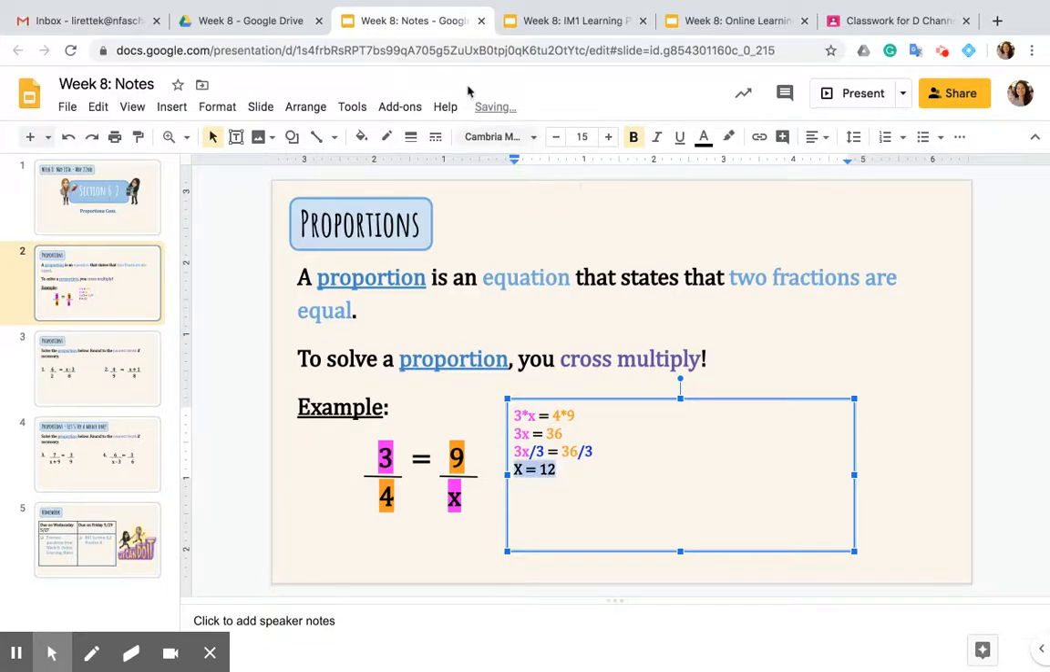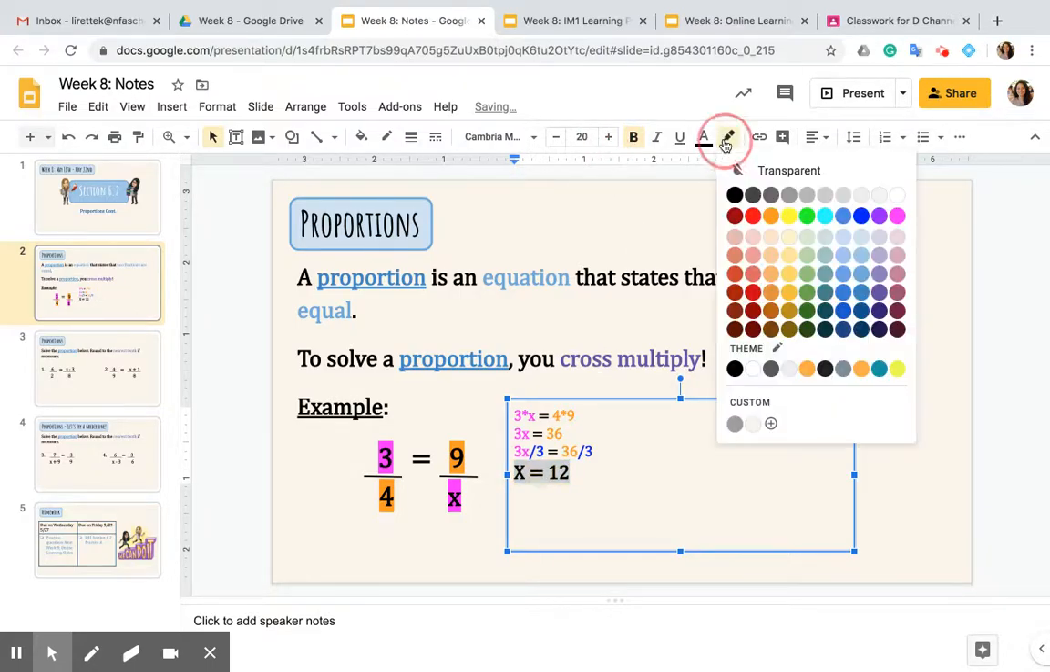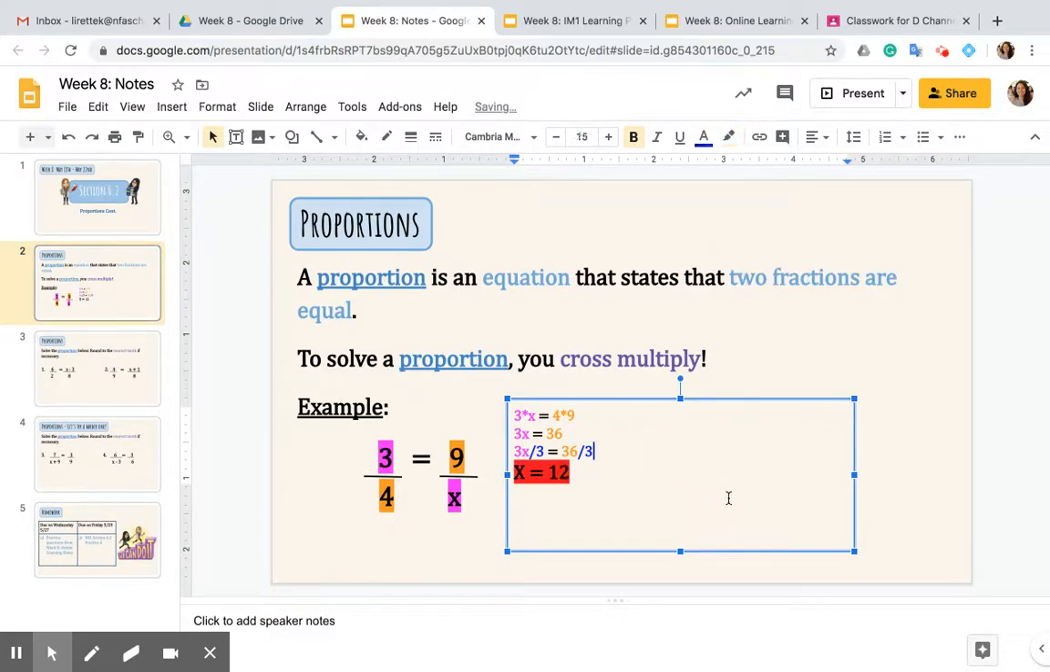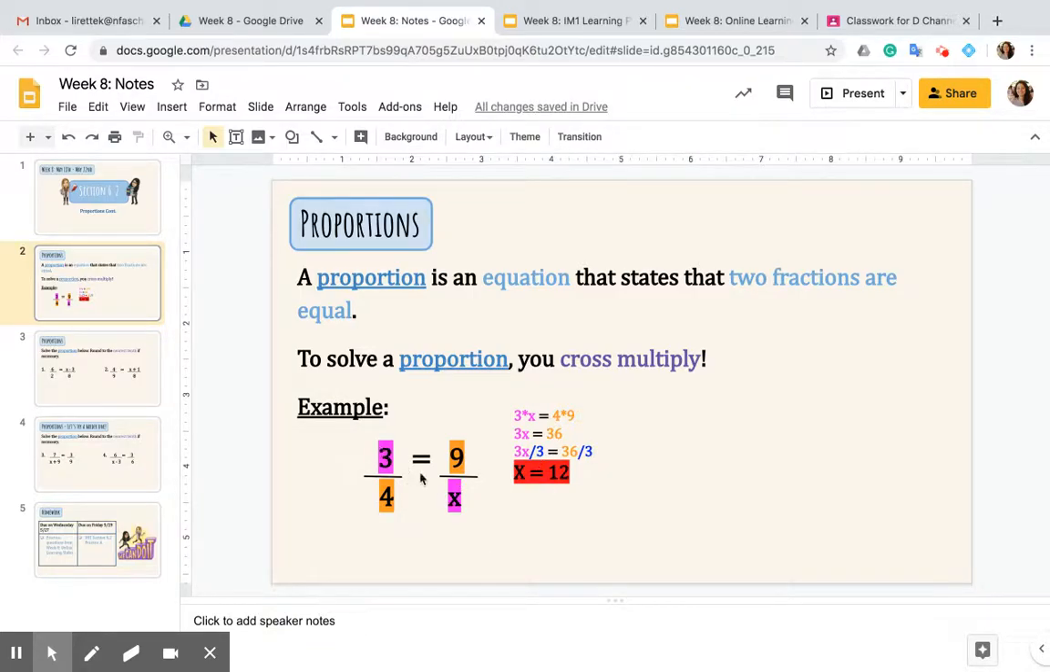So here's my final answer. I'll make that nice and big. So there's my final answer. So that's what we learned last time. You multiply across, set them equal, simplify, solve, and you should get the value of x. And sometimes we have to round.